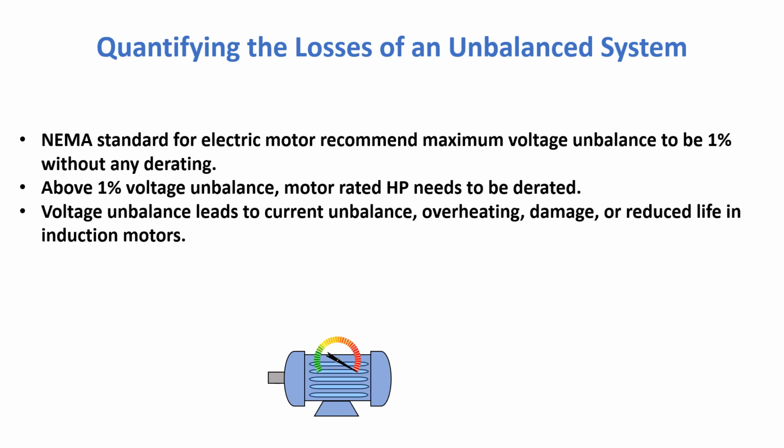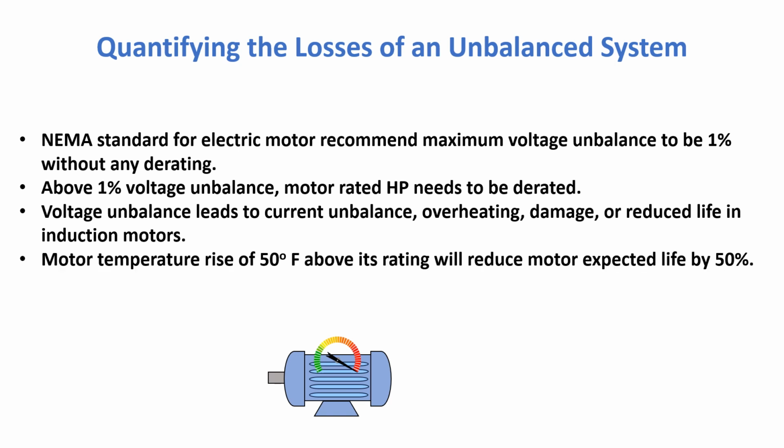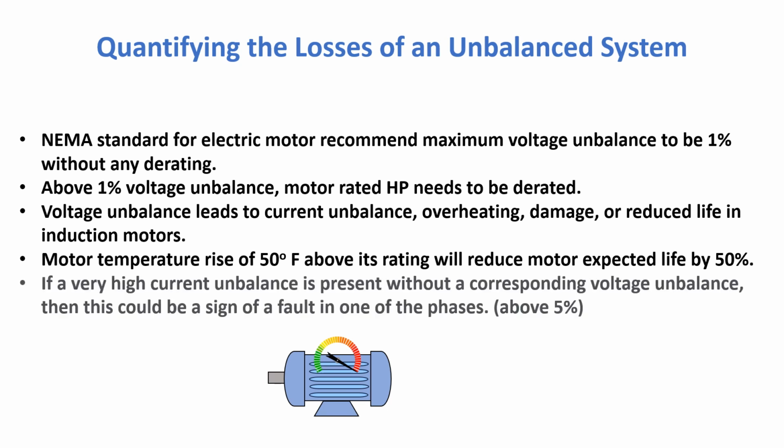Voltage unbalance leads to current unbalance, overheating, damage, or reduced life in induction motors. A motor temperature rise of 50 degrees Fahrenheit above the rating will reduce the motor's expected life by 50%. If a very high current unbalance is present without a corresponding voltage unbalance, then this could be a sign of a fault in one of the three phases above 5%.